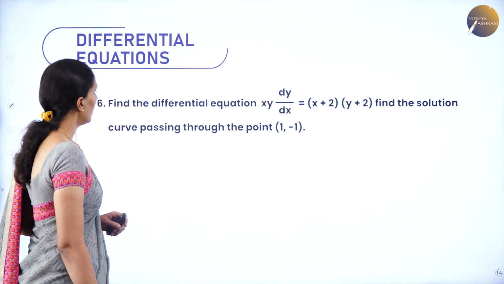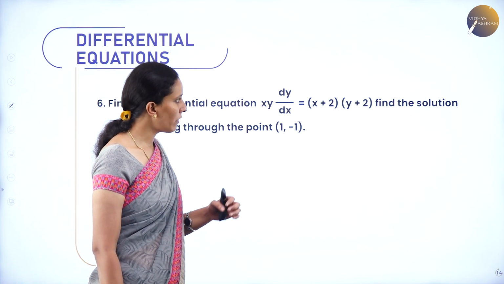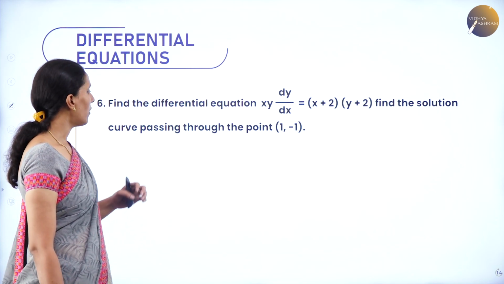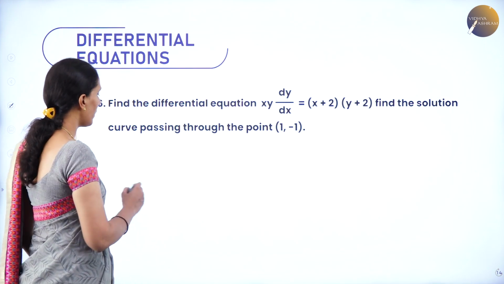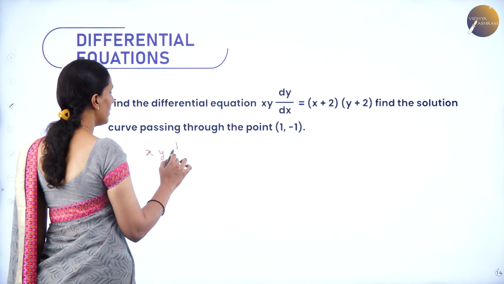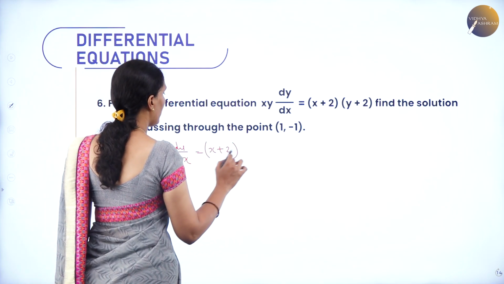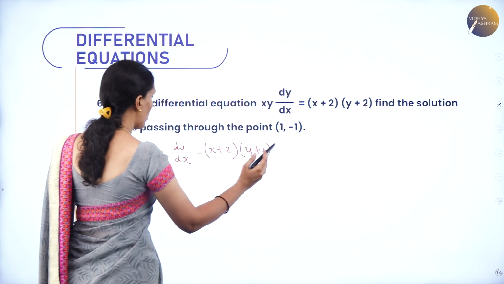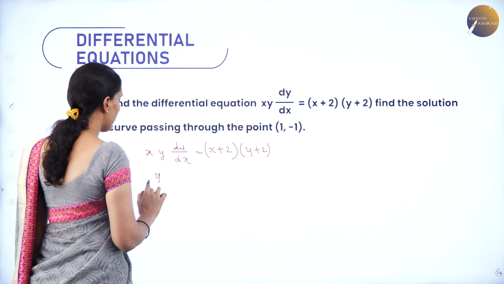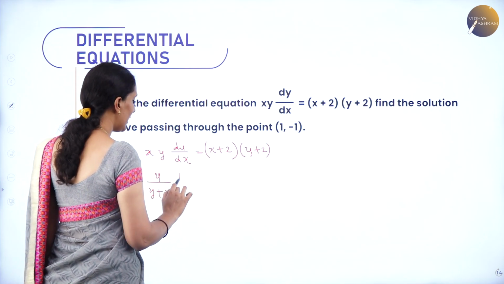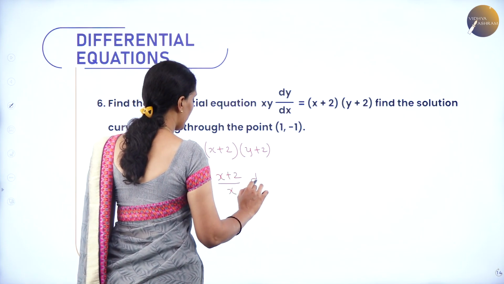Next, find the differential equation xy dy by dx equal to x plus 2, y plus 2. Find the solution curve of the curve passing through the point 1, minus 1. The same thing. So here we are going to write xy dy by dx is equal to x plus 2, y plus 2. So let us separate all y to one side, all x to one side. So then this becomes y divided by y plus 2 dy equal to x plus 2 by x dx.